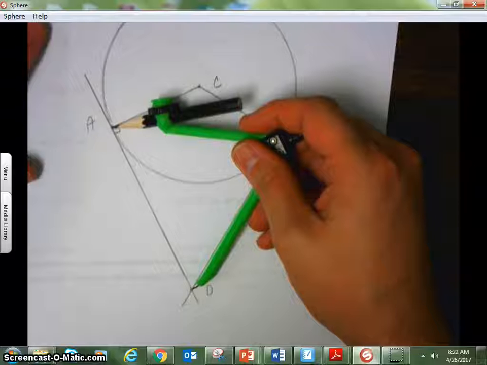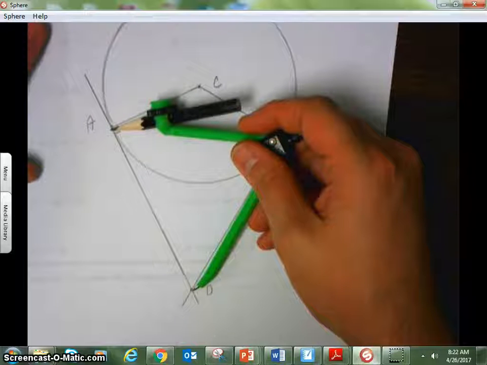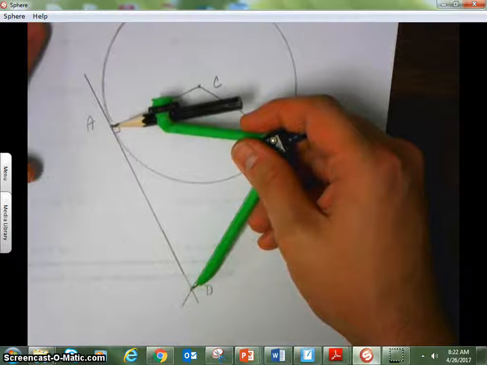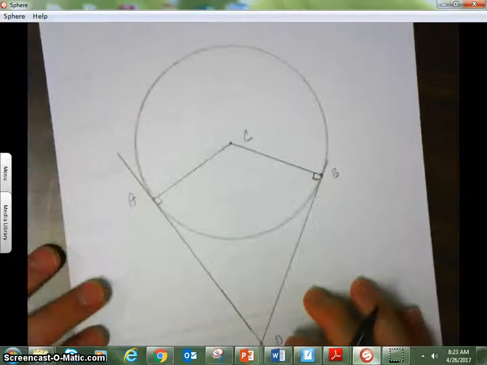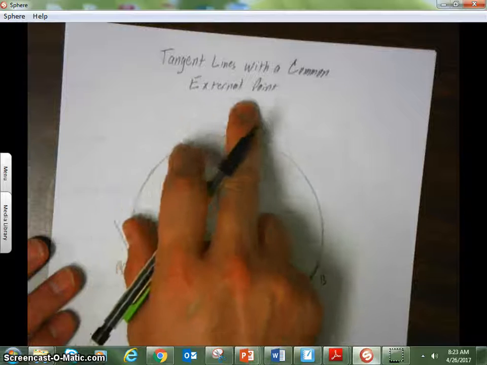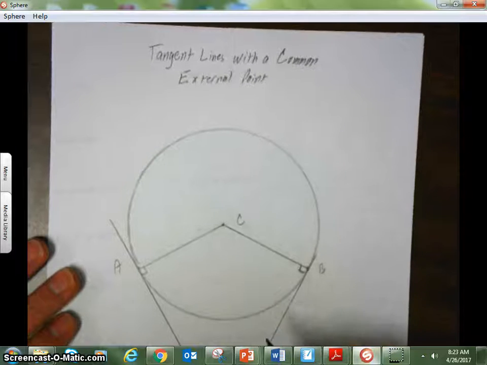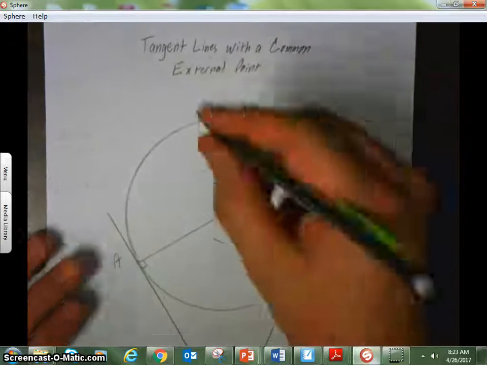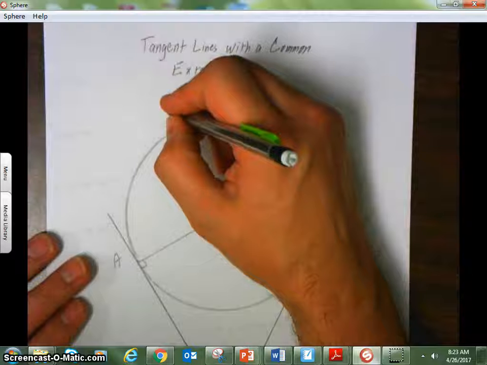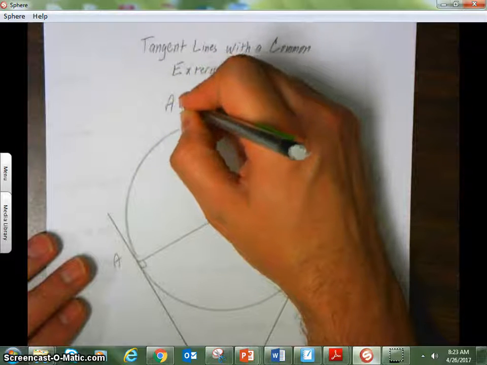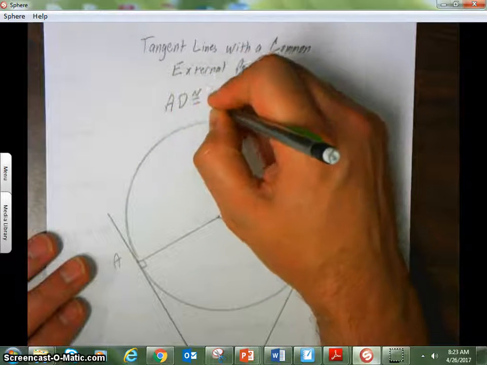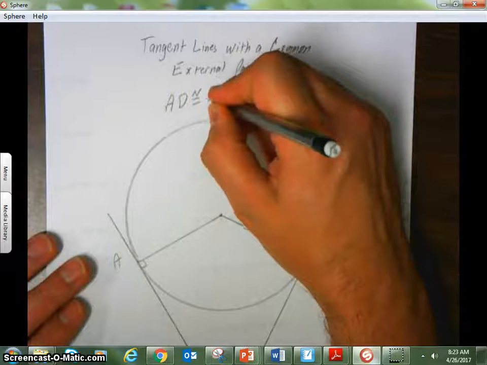So here I'm opening up my compass to be the width of segment BD. And if you compare the length of segment BD to segment AD, you will see that they are the same length. So tangent lines that have a common external point are going to be congruent to each other. So here I would say that the conclusion that we can draw is AD is congruent to BD.